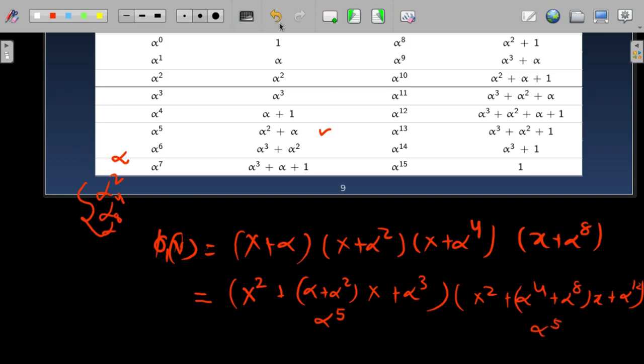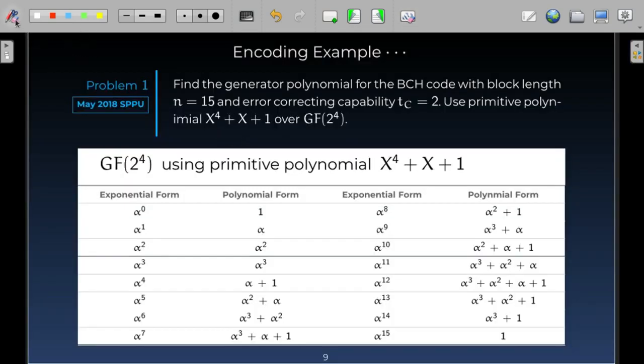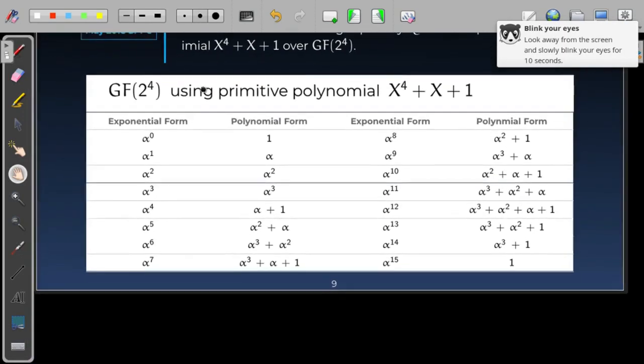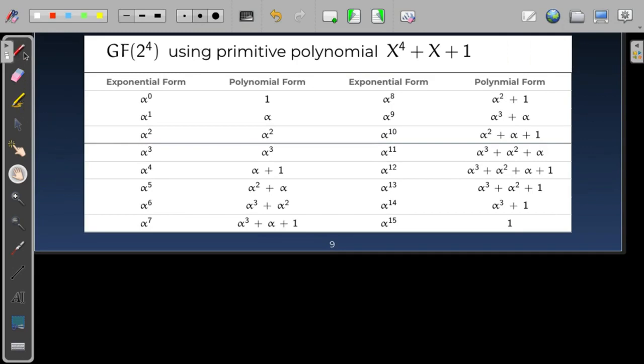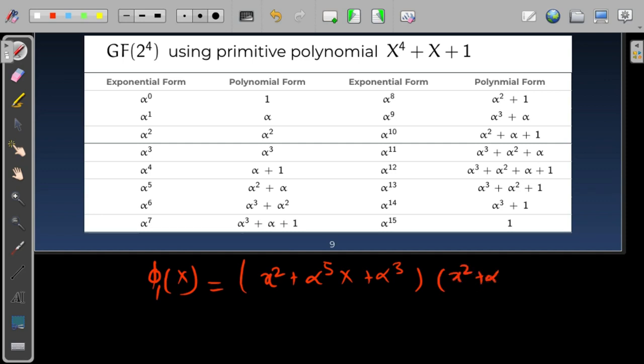So we now have phi 1 of x as x square plus alpha to the power 5 x plus alpha cube, times x square plus alpha to the power 5 x plus alpha to the power 12. If we multiply these two together now, what is the result?